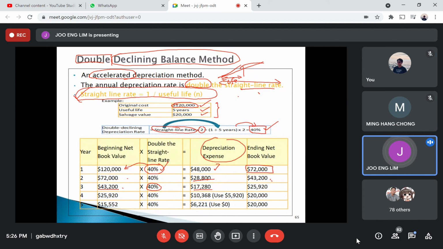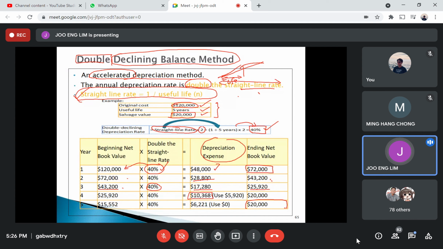So your 43200 minus 17280 will give you 25920. Okay, so you post it again into the following year, and look out for here. When you multiply by 40% of it, it is 10,368. You just check, it is 10,000. But what is your salvage value? I tell you that salvage value is supposed to be the terminating value when the project is at the end of the life. So it should be 20,000 here.